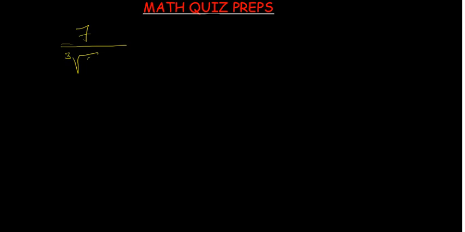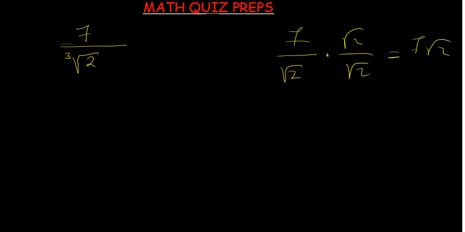The cube root of 2. Alright. Now, if this was 7 over square root of 2, rationalizing, we would have just multiplied by root 2 on top and down, root 2, isn't it? And that would have given 7 root 2 over 2. Right?